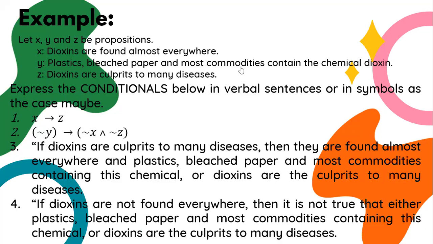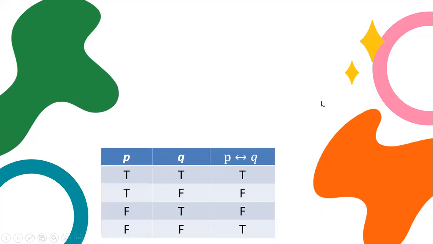Pwede. Ayan, isa yun, di ba? Kasi ninegate mo si X at saka si Z. Pwede rin naman na if plastics, bleach paper, and most commodities do not contain the chemical dioxins, then, pwede rin naman siyang, then it is not true that dioxins, yung kay Lance naman kanina, ginamitan niya ng not dito. Yan, are not found. Yan. So marami, di ba? As long as manigate natin yung isang statement.